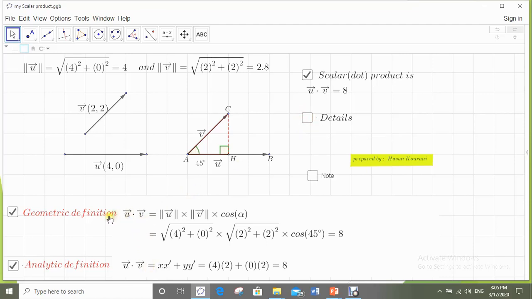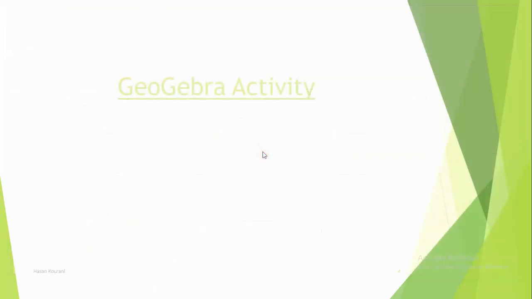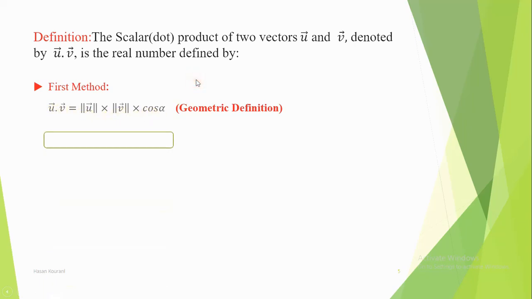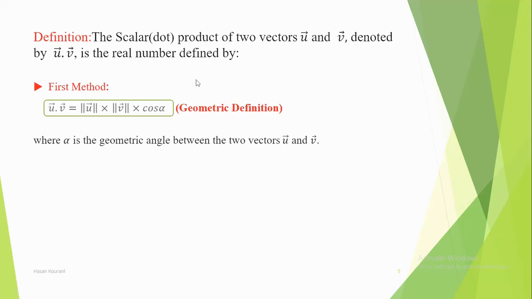definitions, the geometric definition and the analytic definition. Okay. Let's see the definition in a statement. The scalar or dot product of two vectors u and v, denoted by u dot v, is the real number defined by the first method: u dot v, as you have seen, is the magnitude of the first vector times the magnitude of the second vector times cosine alpha, where alpha is the geometric angle between these two vectors u and v.